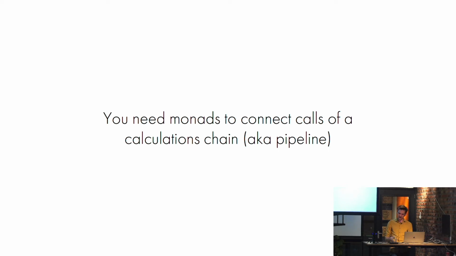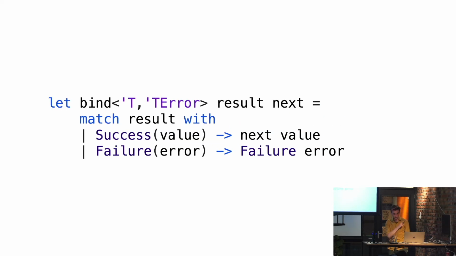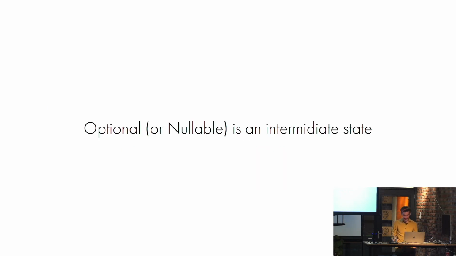What information does that give us? Well, first of all, that's how you combine them. So that's what this bind function is for. Again, we have a result. It might be a result, it might be an error. If it is a result, then we combine it. Then we use the next function on it. If it's a failure, then we just send on the error. We don't need to combine in this case. We only need to preserve it. So we are actually teaching our code how to combine two results. And that means that optional or nullable is an intermediate state between functions.